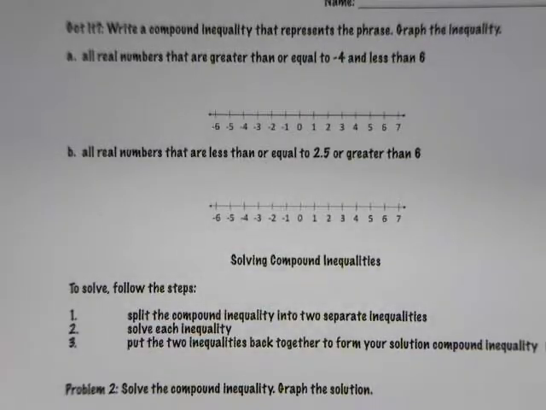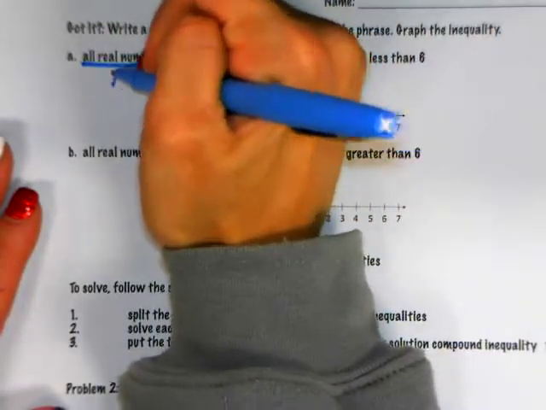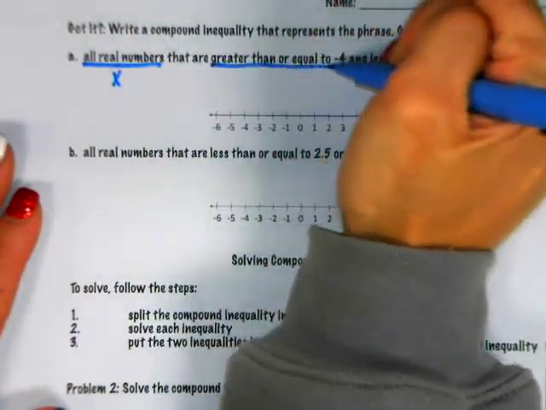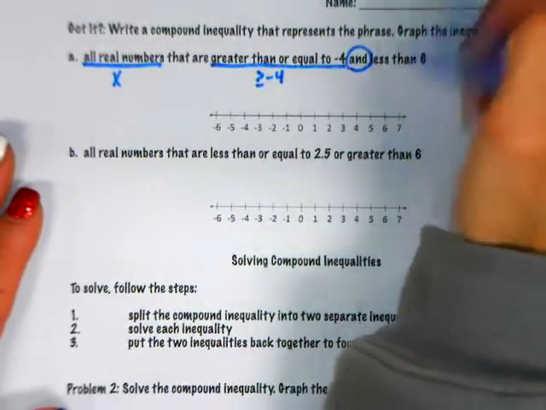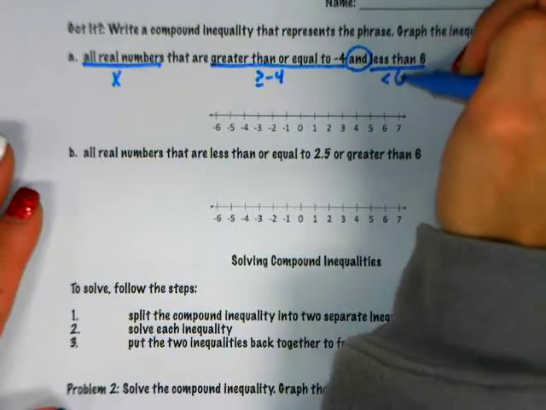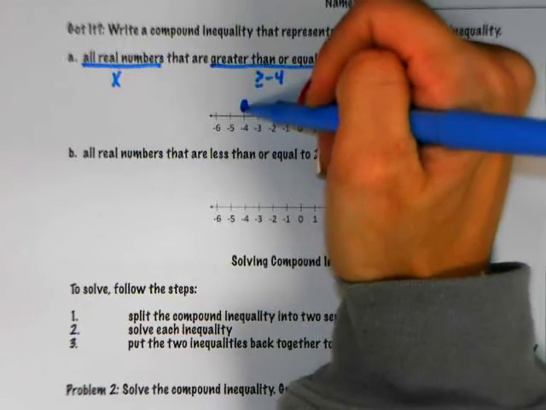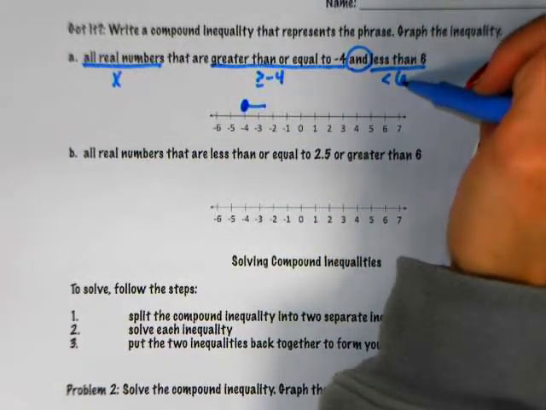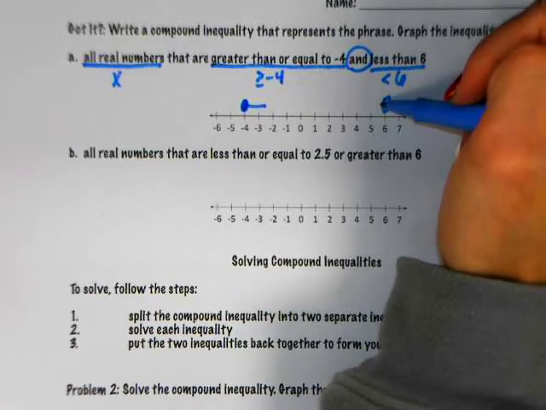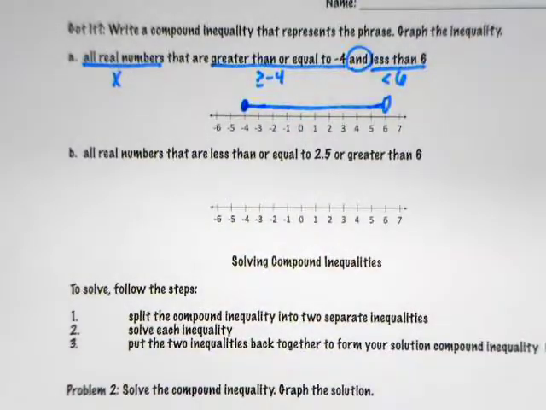All right, so for A, all real numbers that are greater than or equal to -4 and less than 6. So all real numbers is what? X. So you have greater than or equal to -4, and less than 6. At -4, is it open or closed? Closed, to the right. And then at 6, open or closed? Open. Open to the left, so they connect between, which you also know because it's an and.